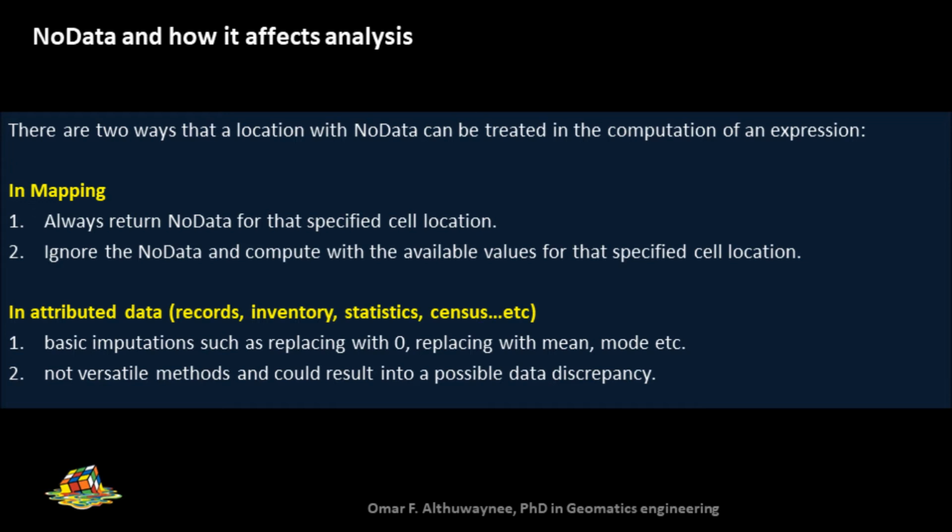The story is different. So for example, in mapping, you always return the NoData when you don't have any specific cell location information. So you will ignore the NoData and compute the available values for that specific cell location. And I will show this in an example now.